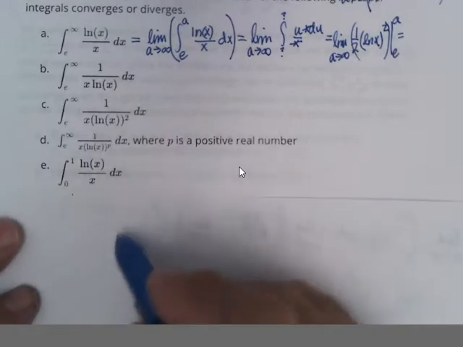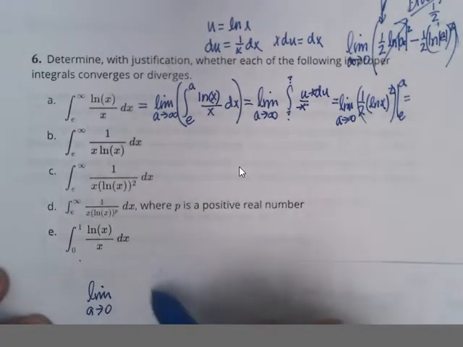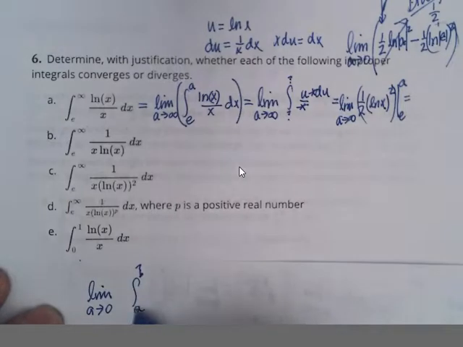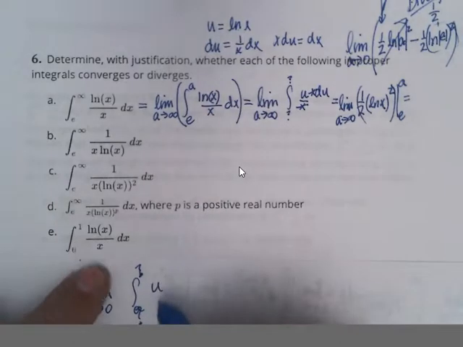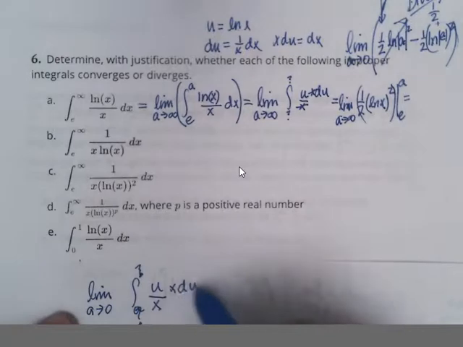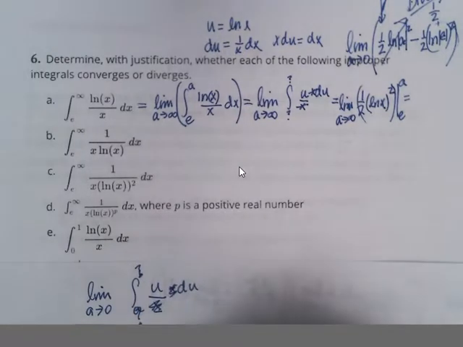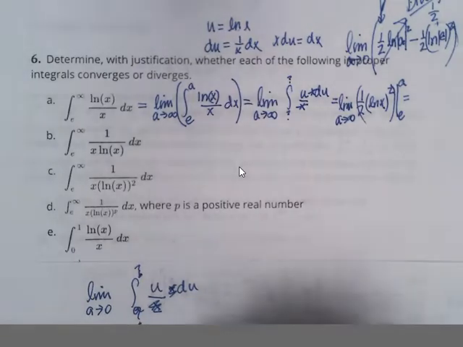So, can you see that substitution still? Yes, okay. So we'd have the limit as a goes to 0 of the integral from a to 1 of, I'm going to make the substitution. If I let u be ln x, that's going to be u over the x, and dx is x du. The x's again cancel, and the integral of u is 1/2 u squared.